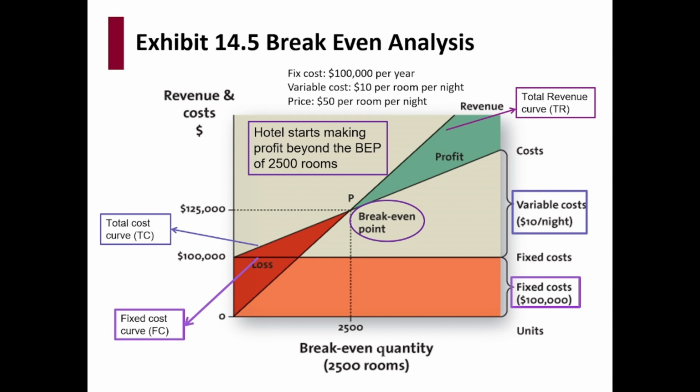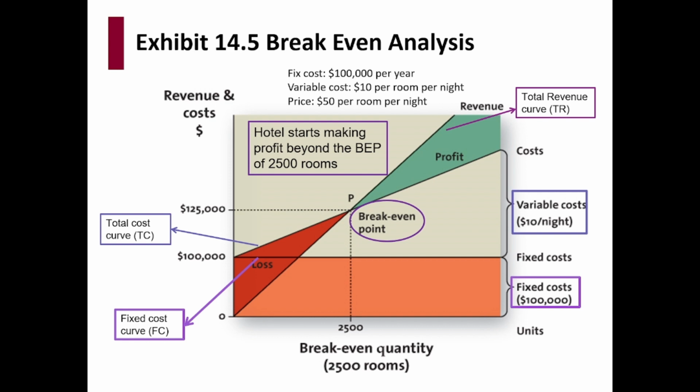So let's look at this example together. Suppose that a particular hotel calculates its variable cost to be $10 per room per night. That's the variable cost. And each room is priced at $50 per night. The fixed cost of the hotel is hypothesized as $100,000 each year.